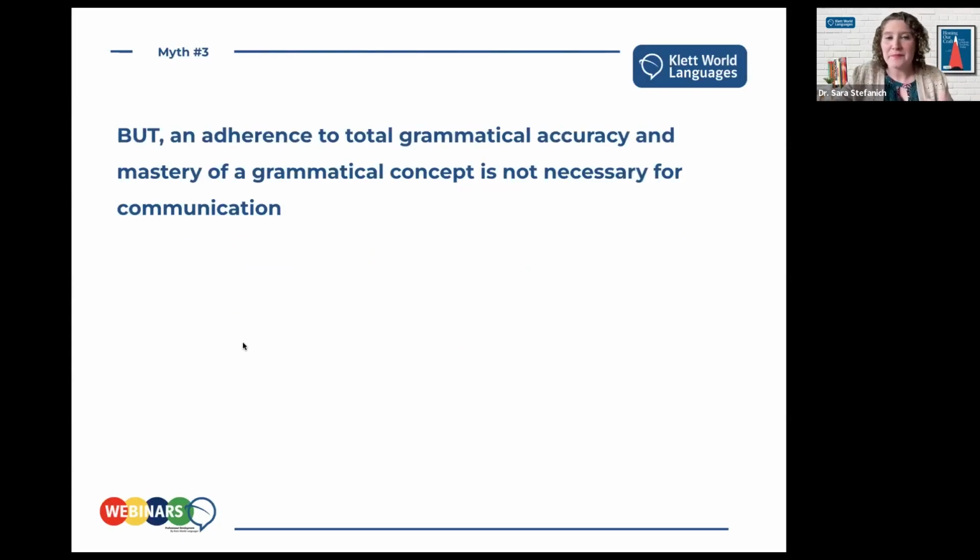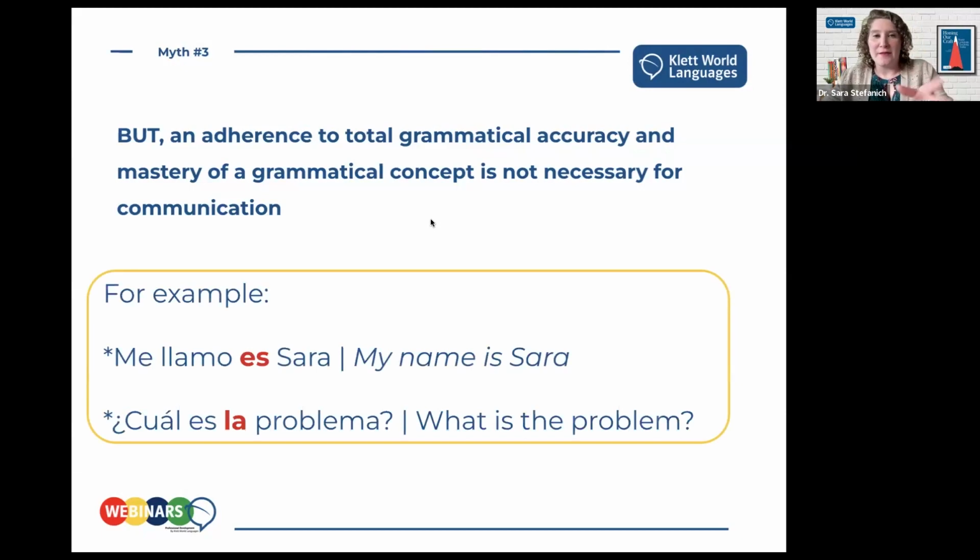But, and here's the big but, an adherence to total grammatical accuracy and mastery of a grammatical concept is not necessary for communication. So I have a couple of silly examples to illustrate. And if you have been a Spanish teacher, you will kind of roll your eyes at these. My apologies to anybody who doesn't speak Spanish, just since Spanish teaching is my background, and the examples all come from my own experience, but I hope that you can relate and extrapolate them to your own teaching experiences in different languages as well.